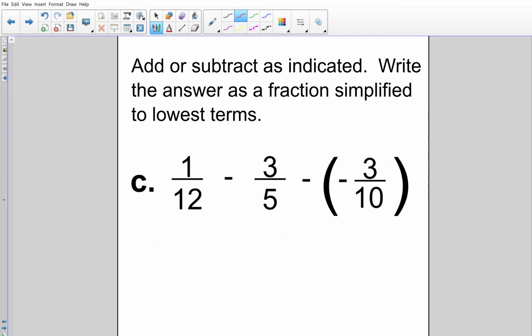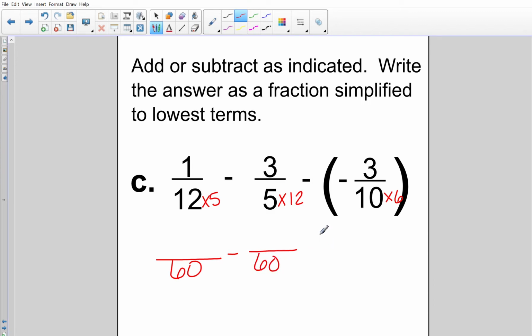Now in a problem like this, there's no variables. I just wanted to make sure you understood how to actually add and subtract. In a problem like this, you could use your calculator. If you are not using your calculator, you're going to want to come up with a common denominator for all three at the same time. So here I would use 60. And the reason I'd use 60 is because 12 times 5 is 60, 5 times 12 is 60, and 10 times 6 is 60. So that would be a good common denominator for this problem.